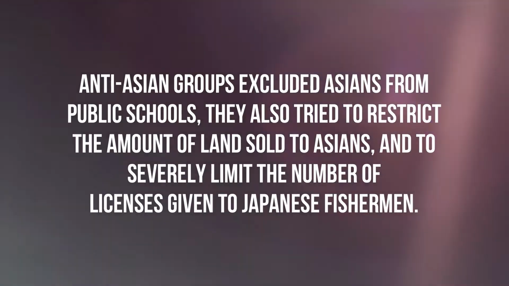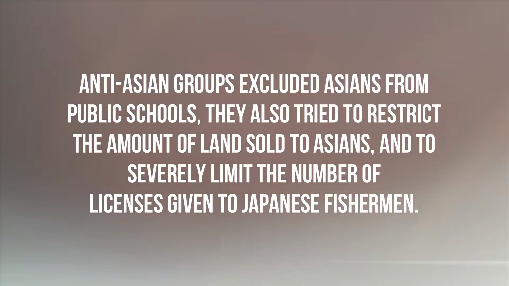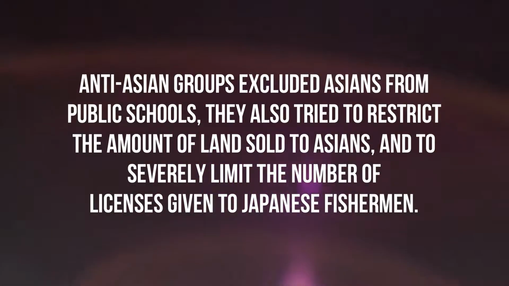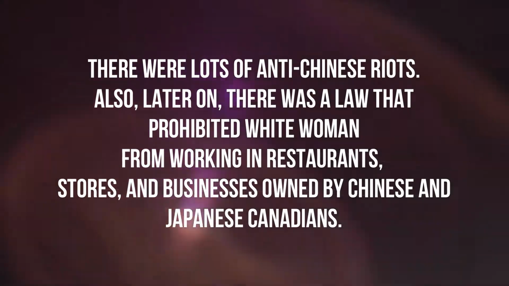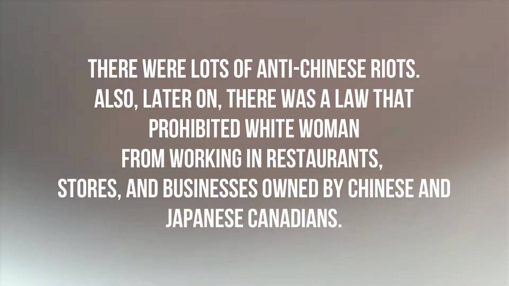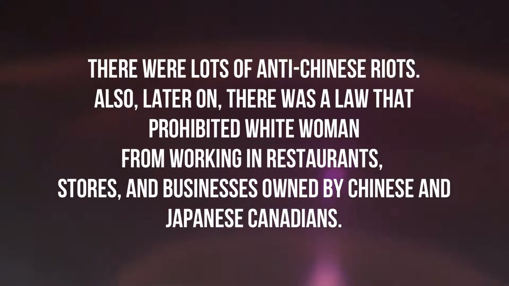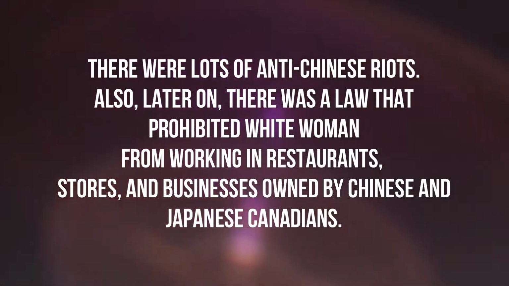Anti-Asian groups excluded Asians from public schools. They also tried to restrict the amount of land sold to Asians, and to severely limit the number of licenses given to Japanese fishermen. There were lots of anti-Chinese riots. Also, later on, there was a law that prohibited white women from working in restaurants, stores, and businesses owned by Chinese and Japanese Canadians.